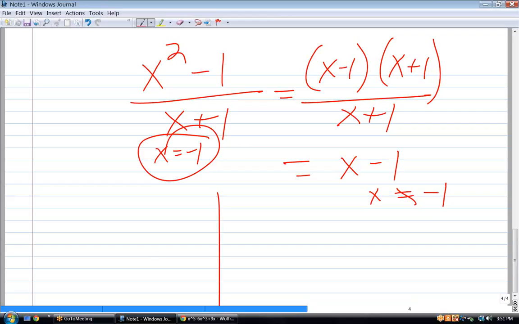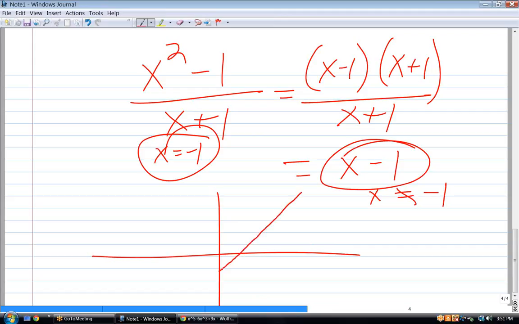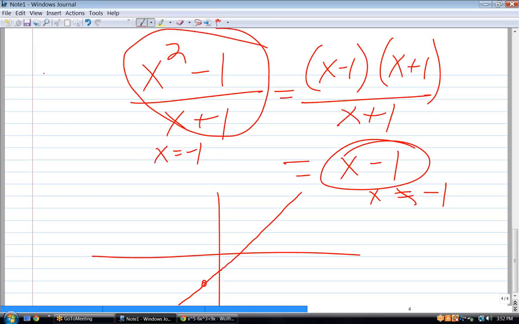So when I go to graph that, it's going to look exactly like x minus 1, which is that line right there. But it still has the restriction that x can't be equal to minus 1, so I have a hole right there at minus 1. Now, if you were to graph the original function in your calculator, you would not see that hole. The reason is that it's microscopic. It is 1 point on a number line.